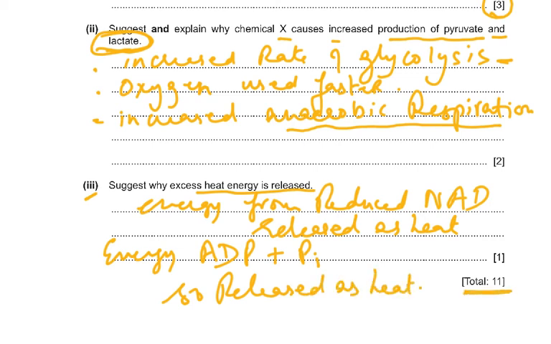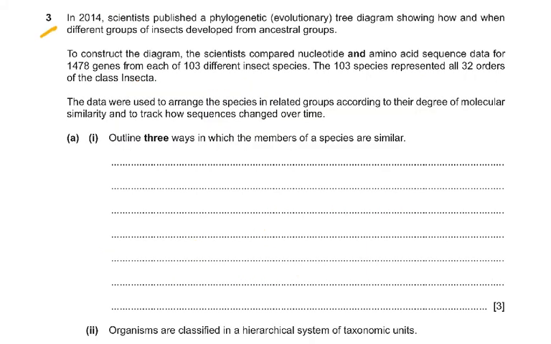That finishes the 11 mark question, which is the second question on respiration. Now coming to question 3: in 2014, scientists published a phylogenetic evolutionary tree diagram showing how and when different groups of insects developed from ancestral groups.